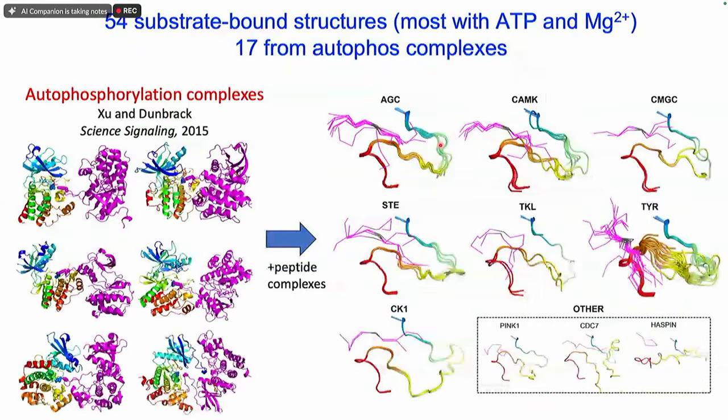And so what we did is we took from the PDB 54 different substrate-bound structures, structures that had a substrate bound in the active site. Most but not all of them also had ATP and magnesium. And they look something like this. So these are the different families of kinases, AGC, CAMK, CMGC, the different subsets of kinases. And in magenta is the substrate. The activation loop is here from blue all the way to red.